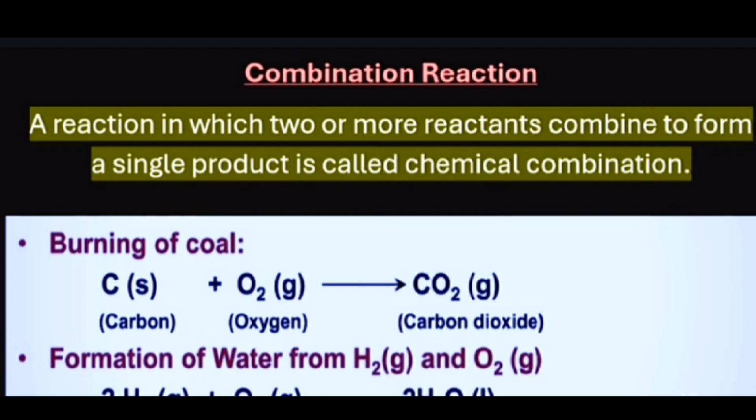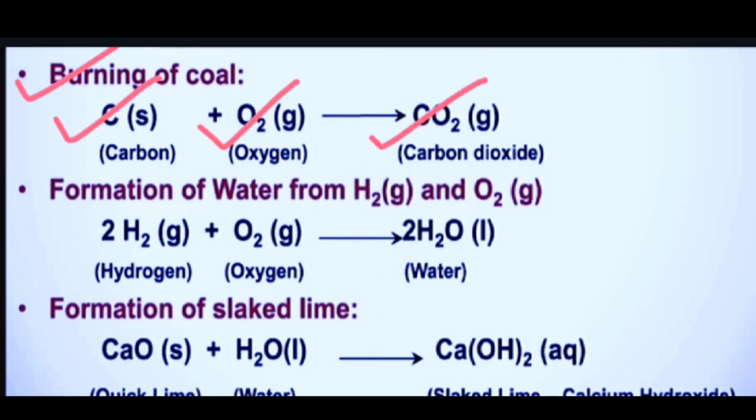For example, the burning of coal, it involves carbon in solid form, and then oxygen reacts with it in gaseous form. It will produce carbon dioxide, right? So this is one of the examples. Let's talk about the next one. The formation of water from hydrogen and oxygen gas. So we know that hydrogen and oxygen gas, when they combine in certain conditions, will produce water in the liquid state, right? So this is combination reaction.